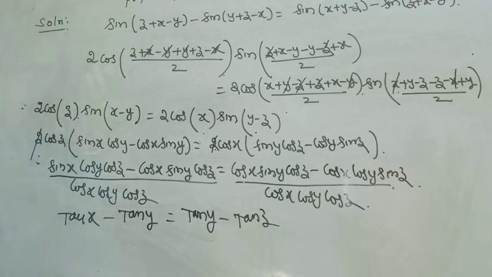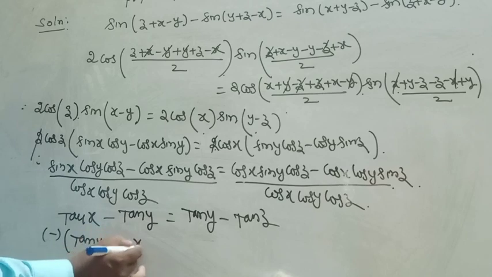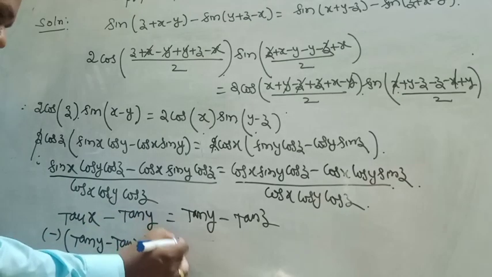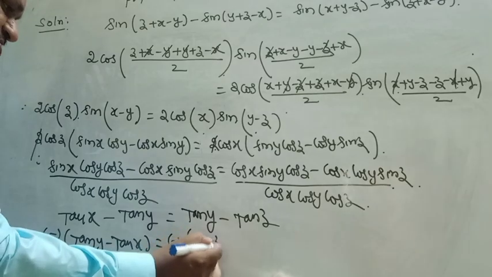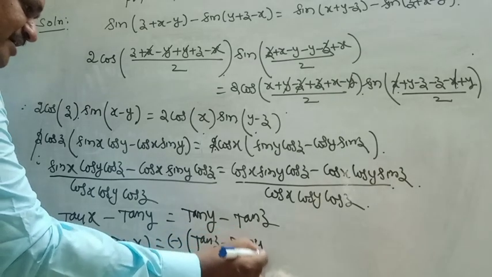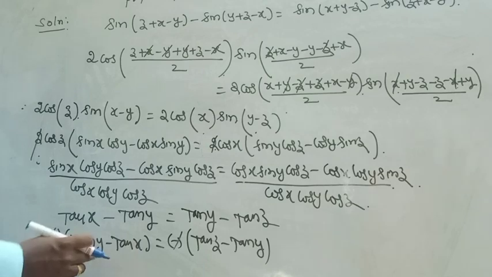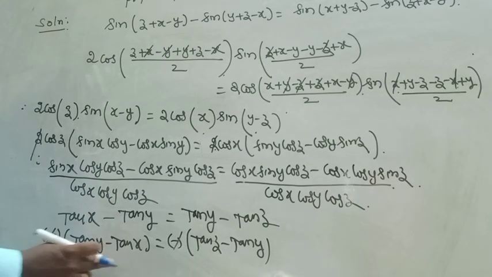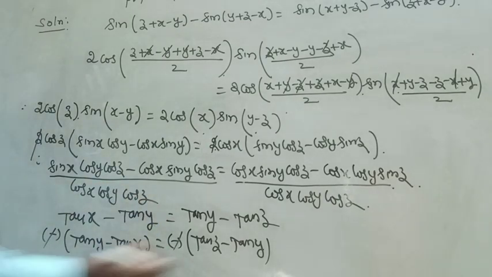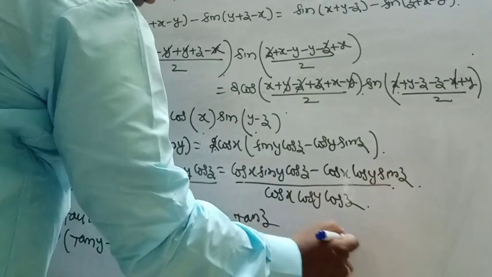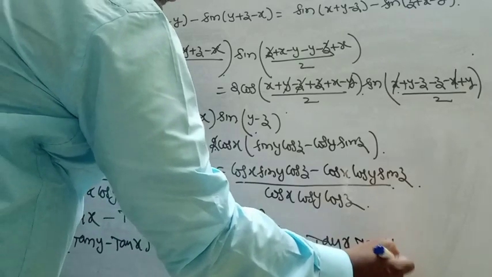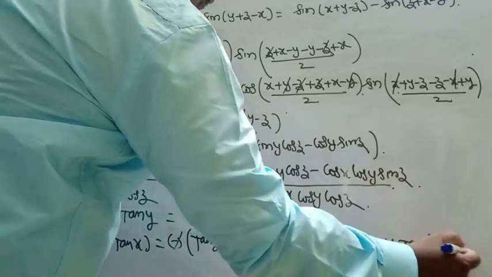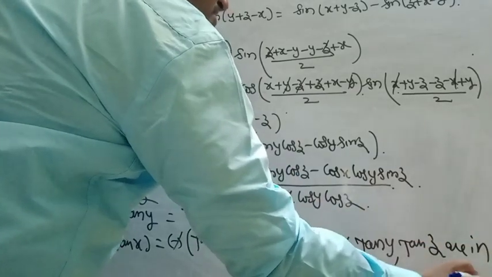Even I can write here, if I take the minus sign common, my dear students, tan y minus tan x is equal to, taking the minus sign common, tan z minus tan y. This minus minus will cancel. Now see, second term minus first term is equal to third term minus second term. That means tan x, tan y, tan z are in arithmetic progression.